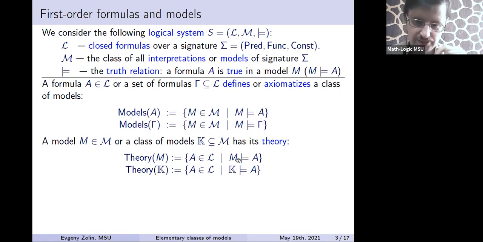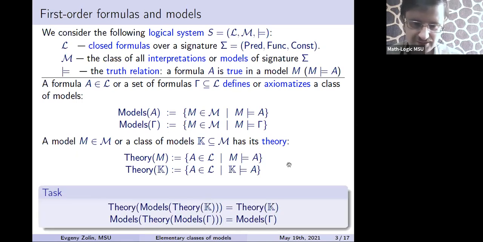So these are dual notions. There is some duality between classes of models and sets of formulas. So they are theories. As an exercise, I leave the following equality. If we take the theory of the models of the theory of a class of models, we obtain the same as the theory of K, and dually here. This is an exercise.